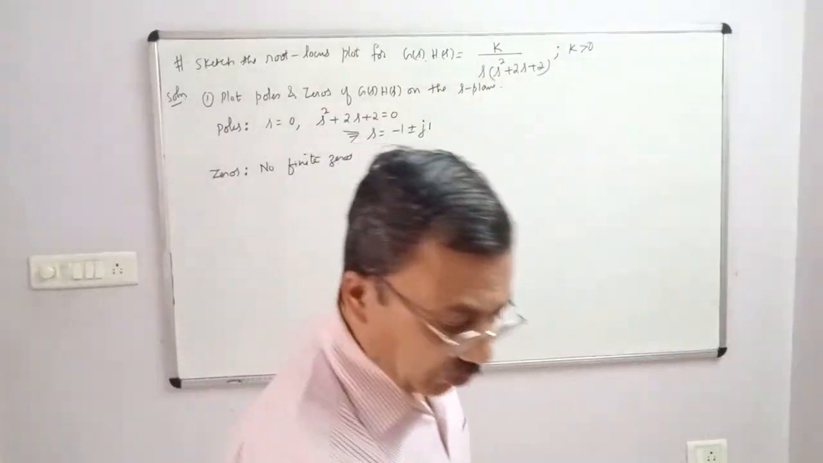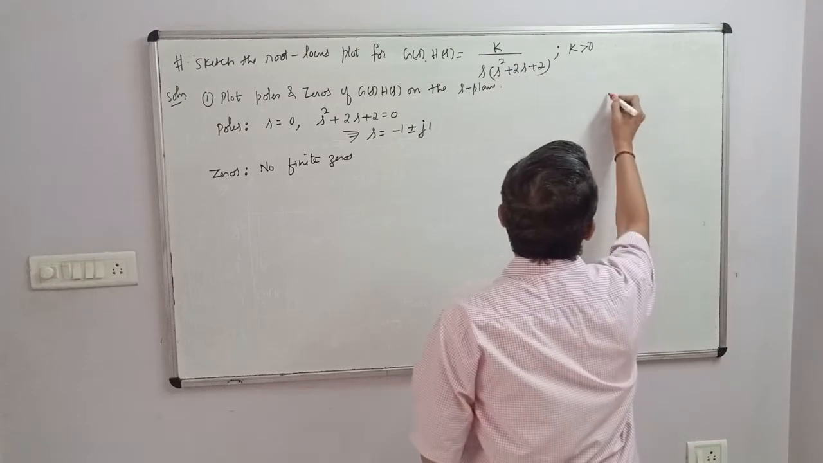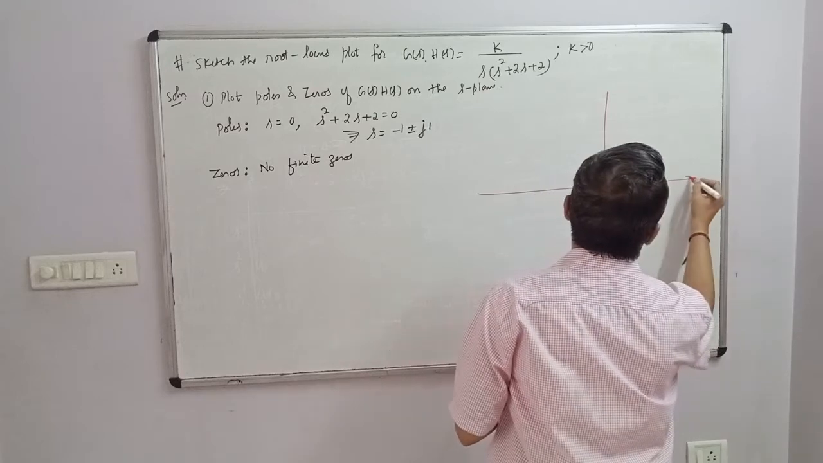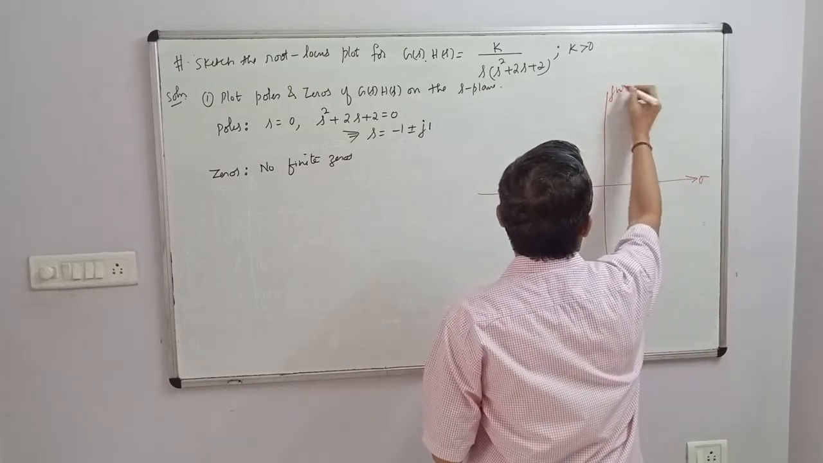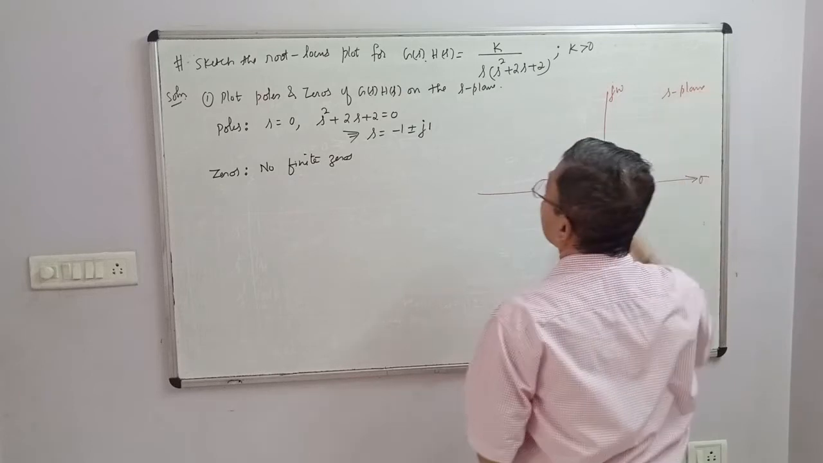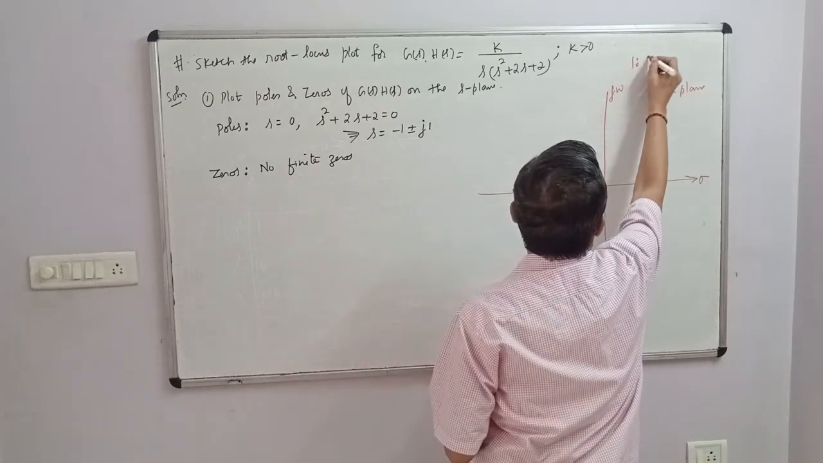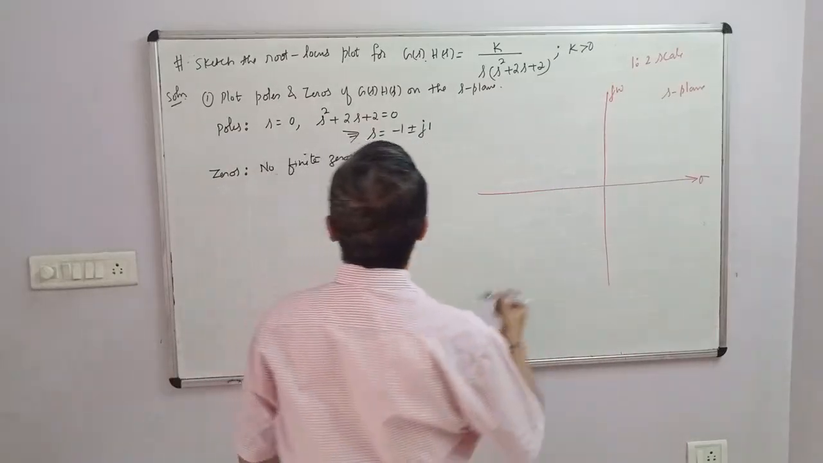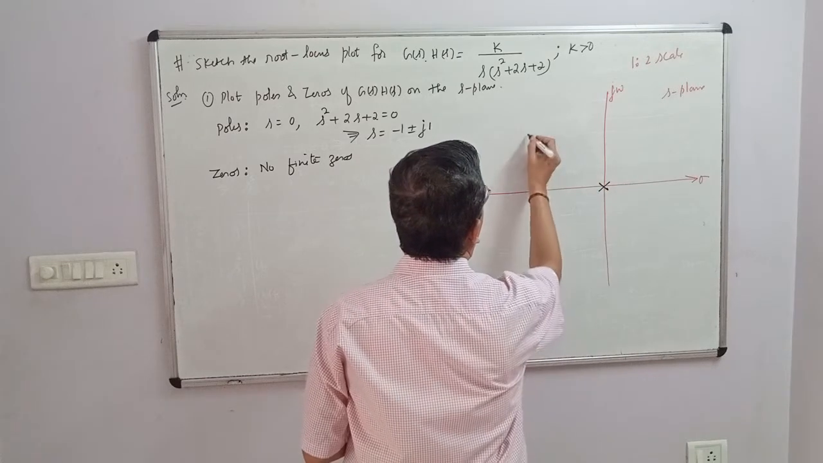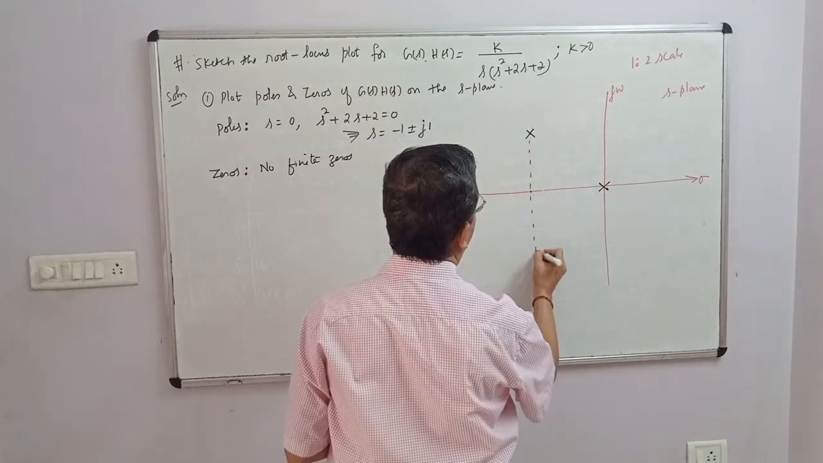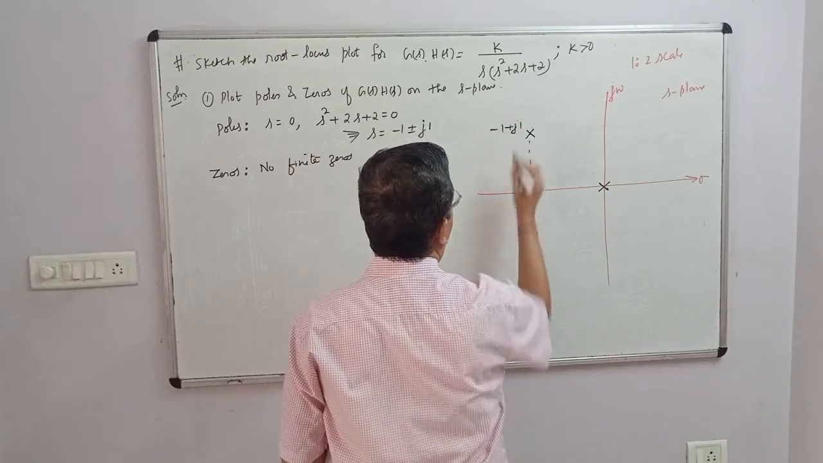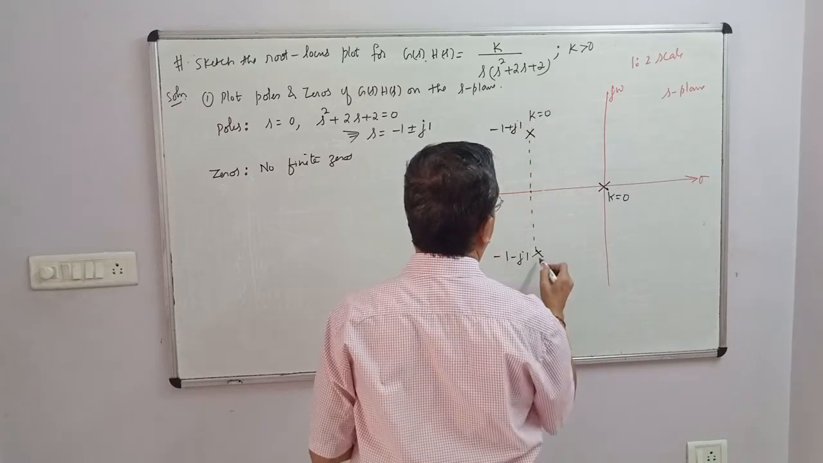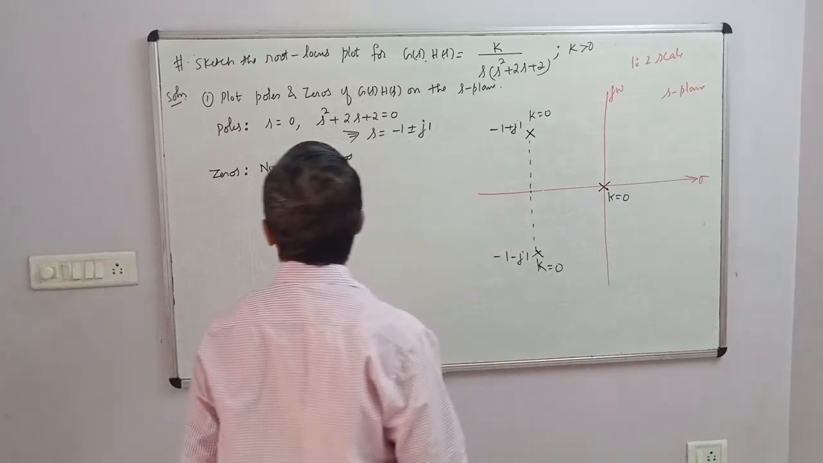Let me plot poles and zeros now. This is the s plane having real axis sigma, imaginary axis j omega. 1:2 scale we choose as usual. This is the pole at the origin. These two poles are complex poles: minus 1 plus j1, minus 1 minus j1. At poles you write k is equal to 0. Where poles are there, you write k equal to 0.